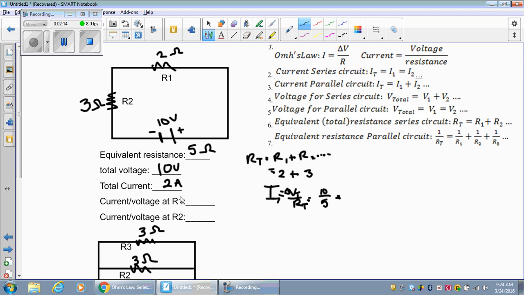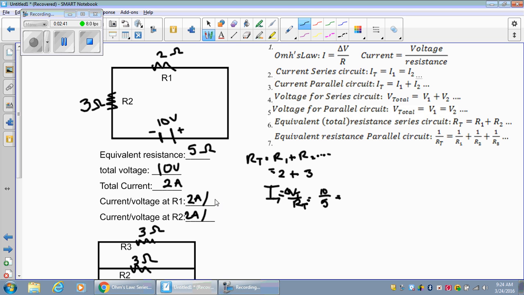Amps measures current. Okay, now that we have our totals of everything, total voltage, total current, total resistance, we can use that to actually find the current and voltage at R1. Current should be easy because look here. The current for series is going to be equal for all resistors. So if it's 2 amps as a total, that means the same current is going to run through resistor 1 and resistor 2. Remember that. It's the same current the entire time.